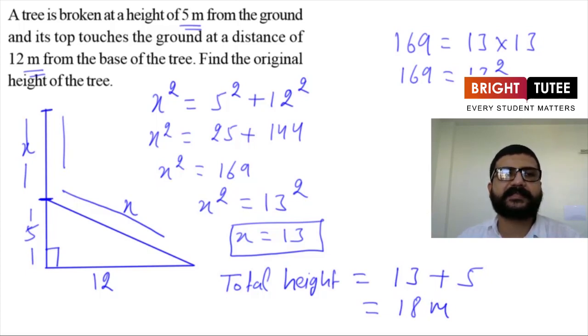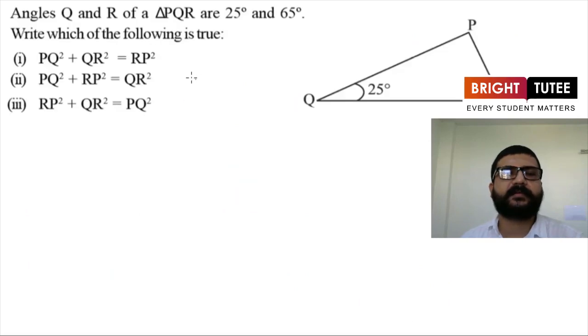Now let's see the next question. Now here is the question. So here angles Q and R of triangle PQR are 25 degrees and 65 degrees, as they are marked here in the figure as well. Write which of the following is true.